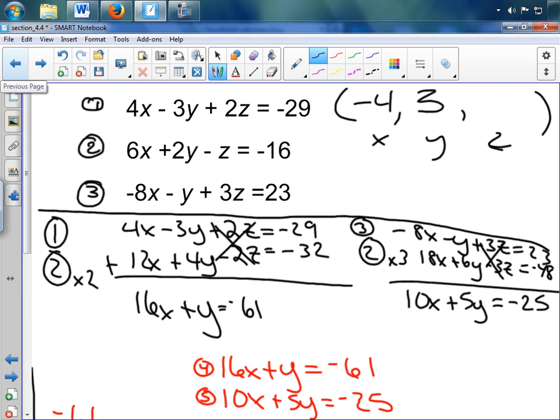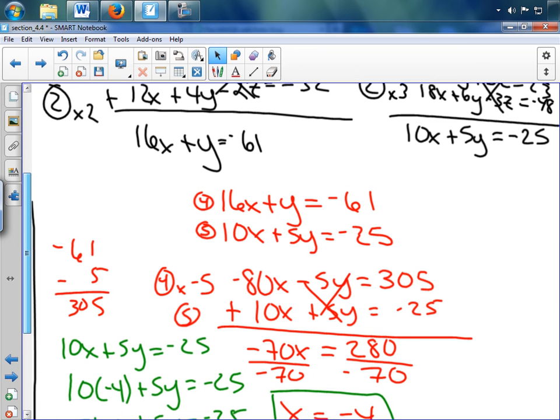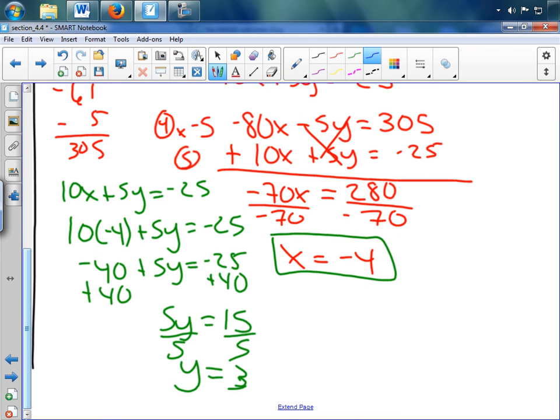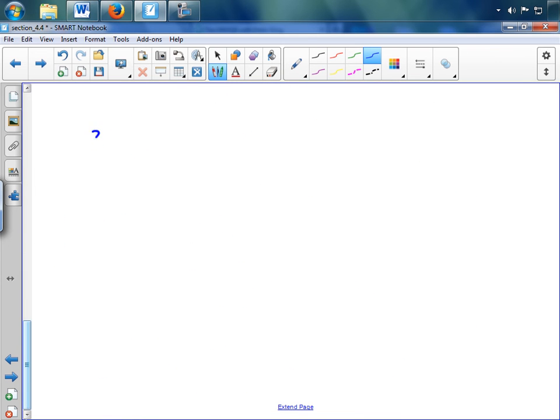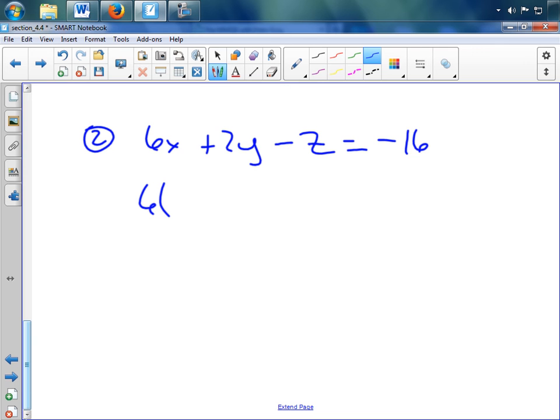Okay. At this point, I don't know which one you want to solve for. I'm thinking 6 would be kind of the easiest one. So, someone remind me what that is when I get down here. I'm going to keep the color theme going. I'll go with blue to find the last one. Okay, what was number 2 equation? 6x plus 2y minus z equals negative 16. Negative 16? Okay, well, and my x value was? Negative 4. Negative 4. And y value was 3?